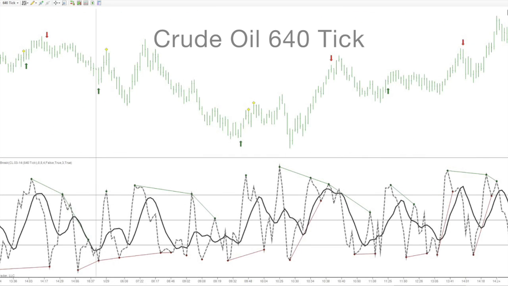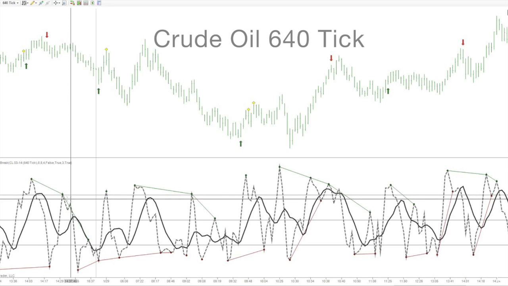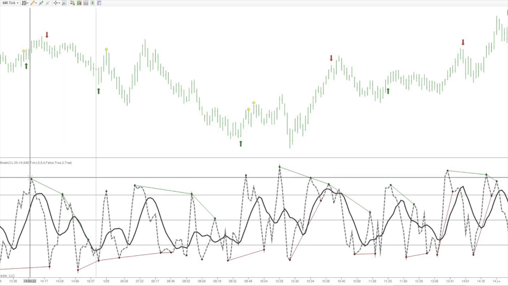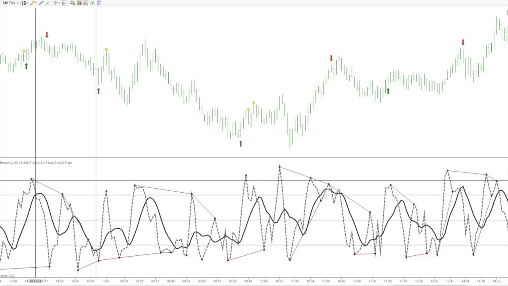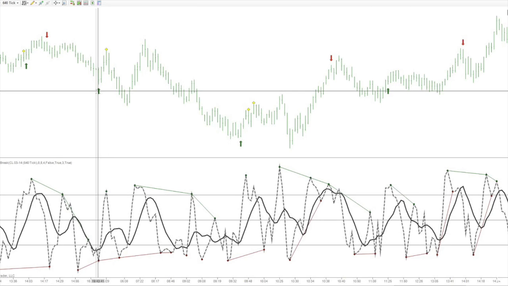Here's a chart of crude oil futures, the 640 tick, and at the bottom we've got the indicator. You'll notice the solid line is the average and the dotted line is the CCI, and the program automatically draws the pivots and then draws a connecting line. And anytime that line is broken by the average, it'll put an arrow on the chart.